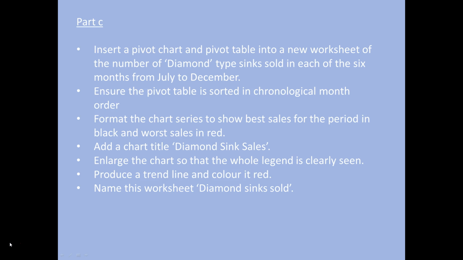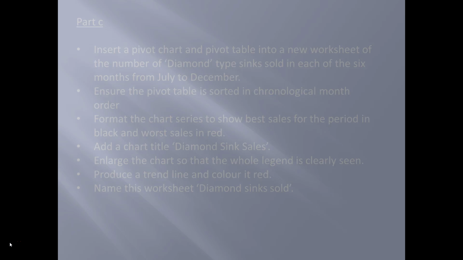Format the chart series to show the best sales. Remember, that was for August in black. No, sorry, September was best sales, yeah, in black, and August was worst. So I changed the colour of the bar for that month to red. I did the chart title, Diamond Sink Sales. I enlarged the chart a little so the whole legend, everything, was nicely clearly seen and clearly balanced. I did my trend line, I coloured it red, and I renamed the worksheet Diamond Sinks Sold.